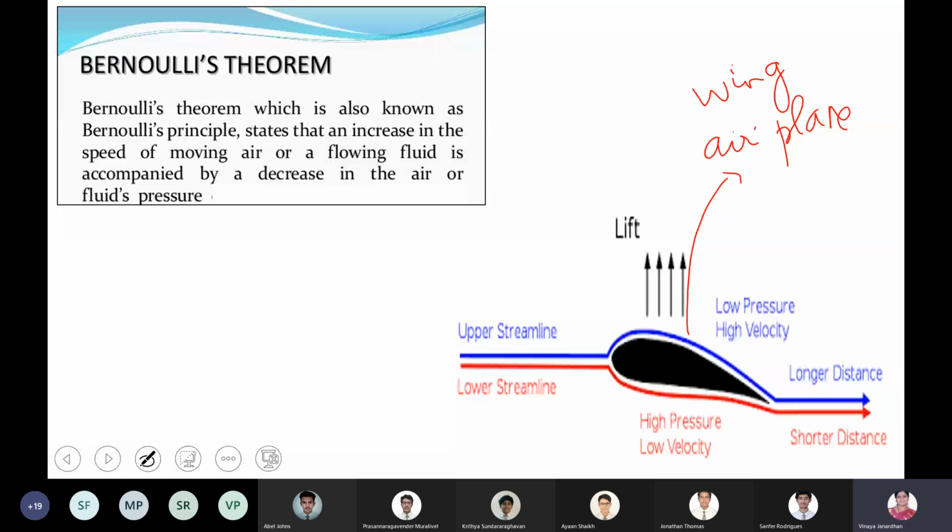So the movement of your air on the upper surface, because the upper surface is curved, means it has to travel a longer path compared to the lower one. The lower one is almost a plane surface. So when it is traveling a longer distance, your speed should be high.